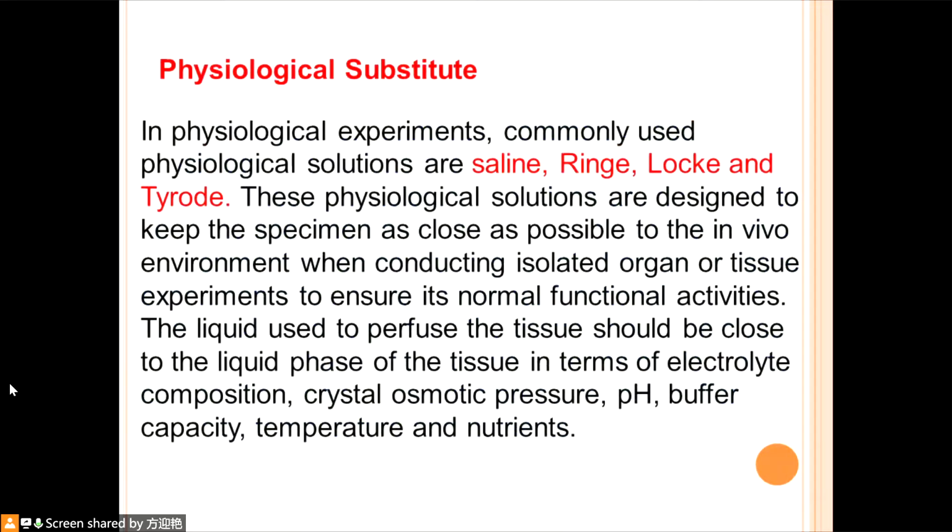Yeah, can you see the PPT? Yes, 老师. Okay.